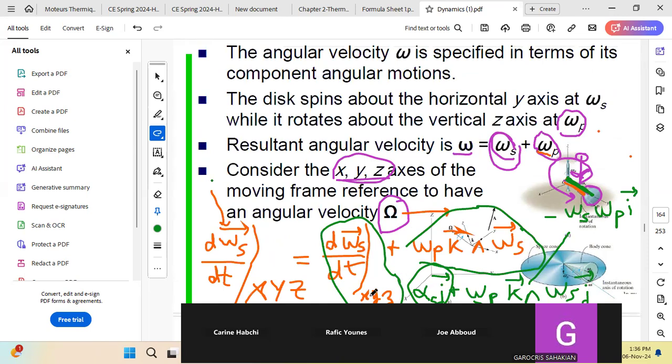We derived relative to the rotating frame. In the rotating frame, small x, small y, small z. If you sit on the rotating frame, what is the type of motion that you see for the disk? Rotation about this axis, right? Fixed axis. If you have a fixed axis, do you have change in direction?